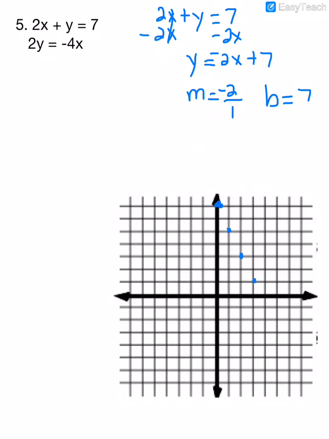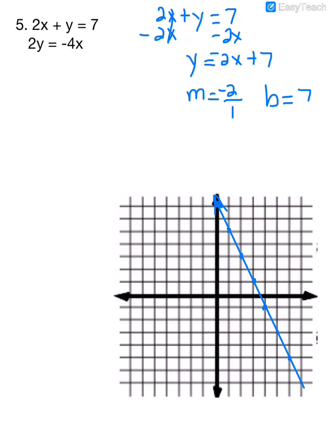You can do that as many times as you want to, but the more times you do it, the more accurate your line is going to be. So I like to do it many times, especially when I'm trying to find the solution to a system. Because like I said, if either one is off, then your lines are not going to cross in the right spot. Alright, so that's my first line.